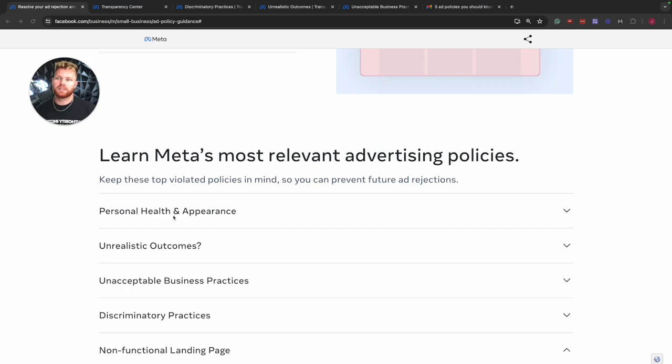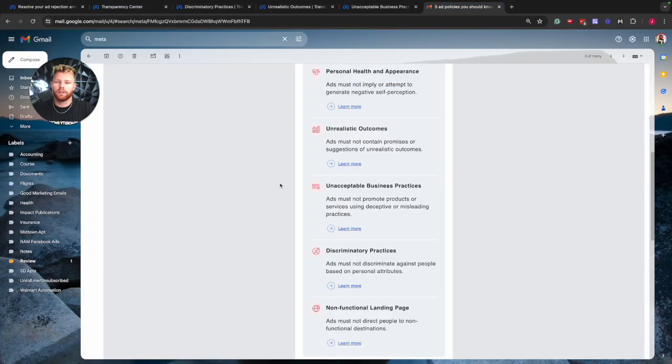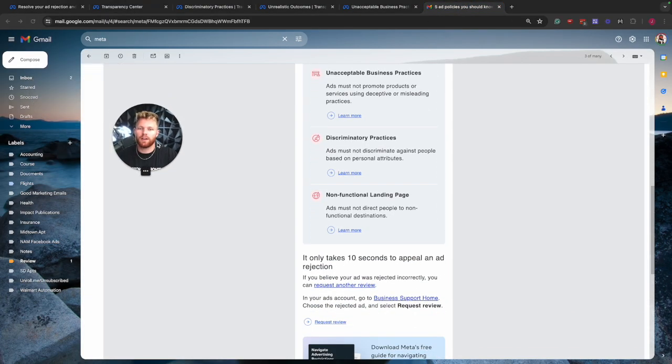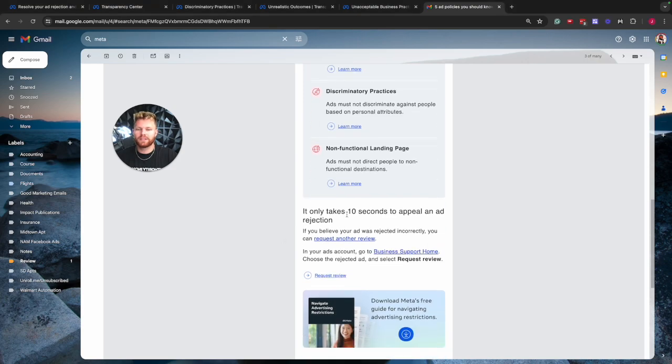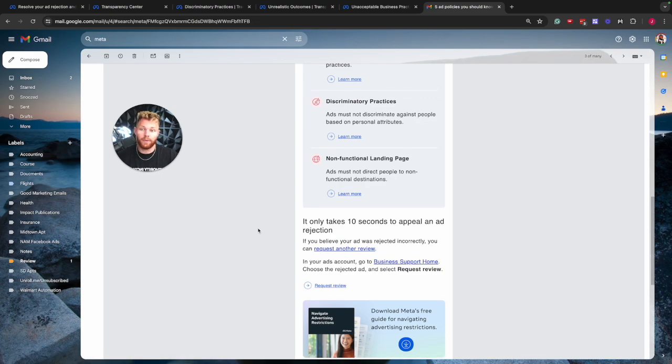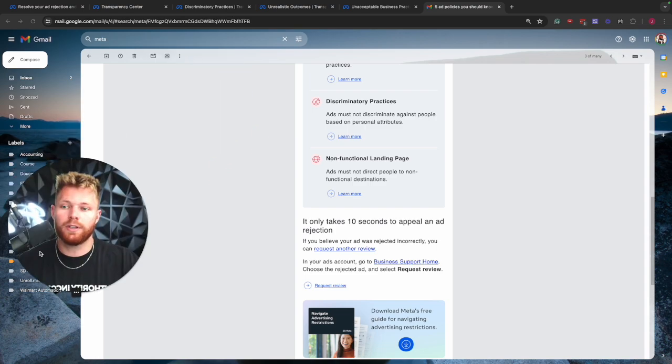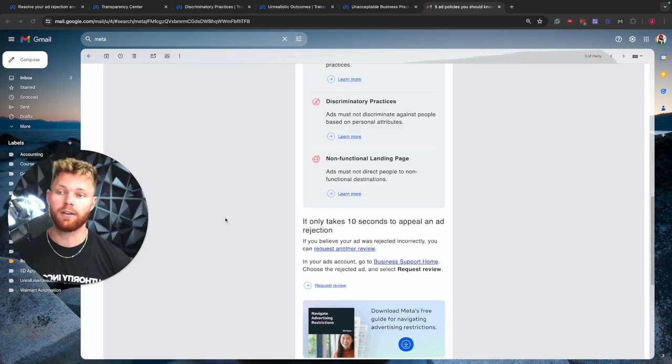And this is a big mistake that I see a lot of people make. So the next thing I want to cover with you is right here where they're promoting, it only takes 10 seconds to appeal an ad rejection. If you believe your ad was rejected incorrectly, you can request another review. Now, here's the thing that you really need to know when it comes to ad rejections, and why I very rarely do them, and what you should do when you get an ad rejected.